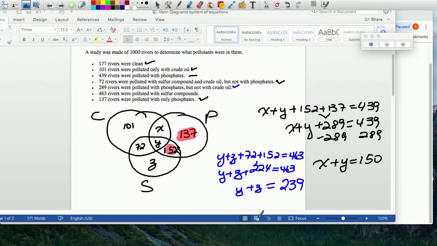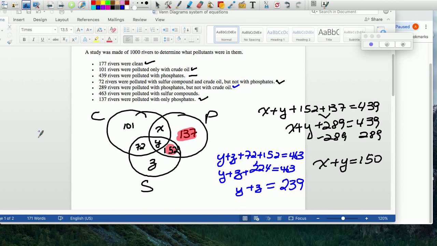Okay, so here's my problem. I have these two equations, X plus Y equals 150, Y plus Z equals 239, but the variables are different. Even if we subtract one equation from the other, it's really not going to work. So I need one more equation. And the last equation I'm going to get by doing this.